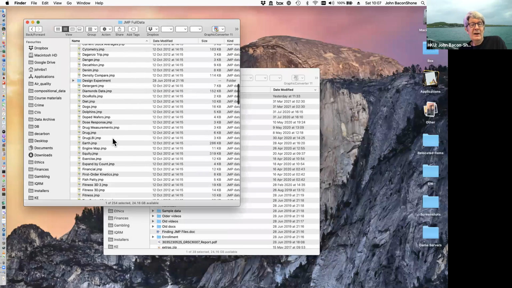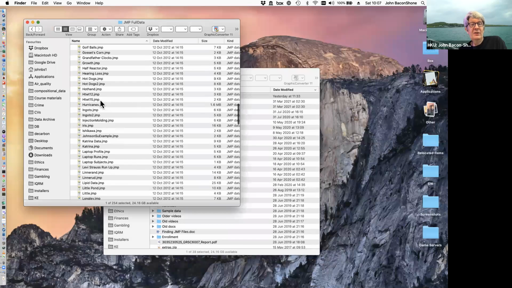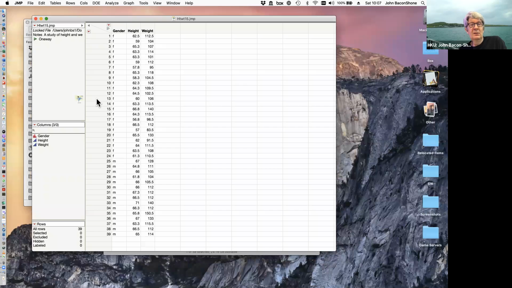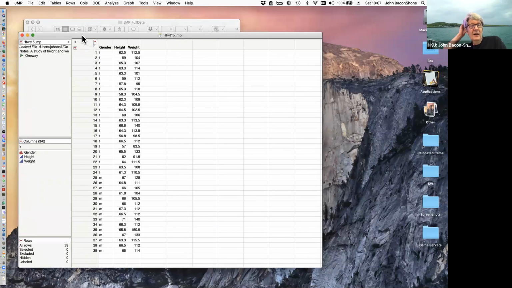So height weight 15, so it's HTWT 15. This data set has the height and the weight of 15-year-old children. This is an American data set, so they still live in the dark ages. The height is in inches and the weight is in pounds. Okay, so what's the research question here? The research question is whether the males and females are similar. So we could either look at the height or the weight.